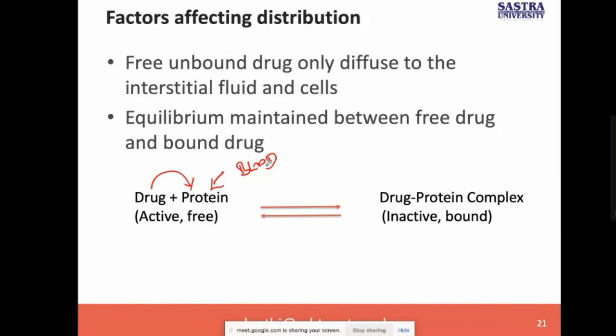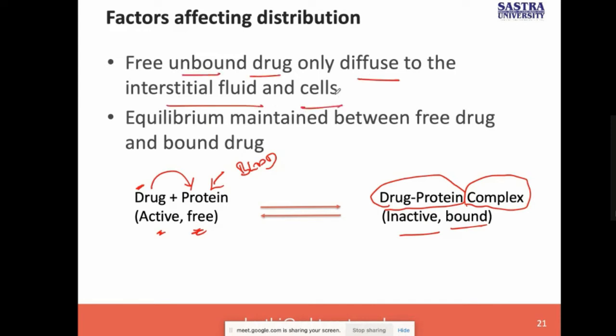So this is the free drug molecule which goes and binds to the protein. Before binding to the protein, it is in the free active form. Once it is bound to the protein, it makes a drug-protein complex. Once the drug molecule is bound to the protein and in its complex state, it is called the bound state or inactive state. Only the free unbound drug molecule can diffuse to the interstitial fluids and cell. That is exactly what I explained in my previous slide. Only the unbound drug molecule can diffuse to the interstitial fluid and then to the cell.